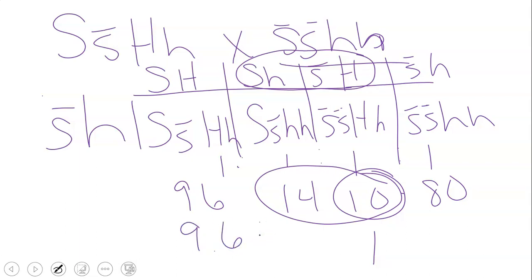Okay, so we have a 9.6 to, let's see, 14 divided by 10, 1.4. So a 9.6 to 1.4 to 1 to 8, right? 80 divided by 10 is going to give you 8. So that's our phenotypic ratio, 9.6 to 1.4 to 1 to 8.